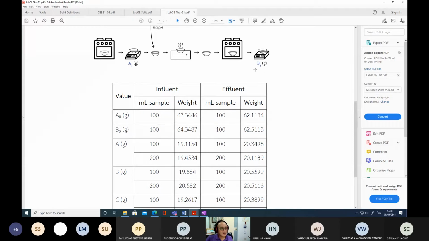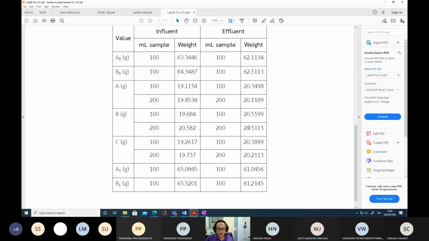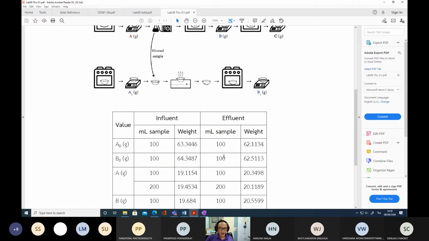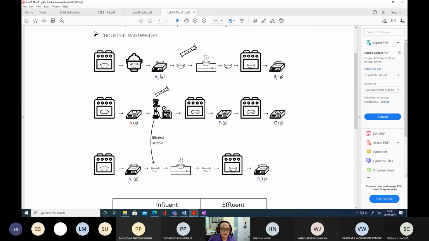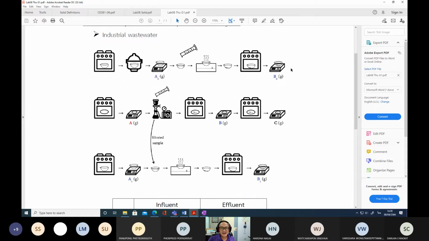So we must use the four-digit analytical balance only. As you can see here, mostly there are four digits, but I think on this one maybe the zeros are not shown. But anyway, it must be a four-digit value. So you can compare this one. This one is A0. So what is A0? Empty crucible.